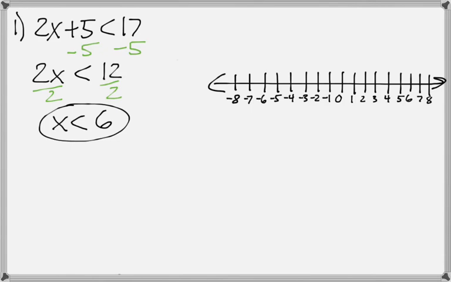So I want to find 6, and because it's strictly less than 6, we actually don't want to include 6, which means it's going to be an open dot here. And because it's less than, I want to shade numbers that are less than 6. So 5 is less than 6, 4 is less than 6, the negative numbers are less than 6. So when I shade this, I'm shading to the left.